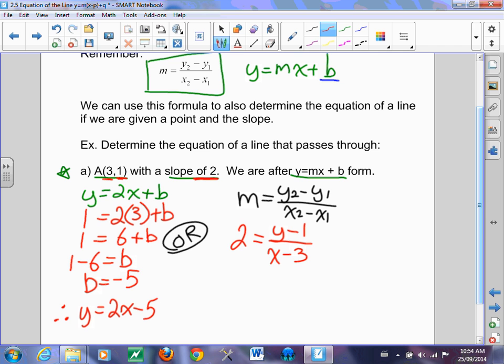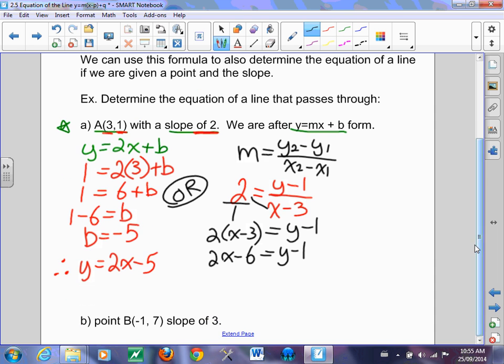Now all we need to do, folks, is rearrange this to solve for y. So the first thing we need to do is realize we can cross multiply. Okay, so it's going to be 2 times x minus 3 equals y minus 1. Using distributive law, we got 2x minus 6 equals y minus 1. To get y by itself, you bring the -1 to the other side, and it becomes a plus 1. So to finish off, y equals 2x minus 5. That's a cool method, isn't it?